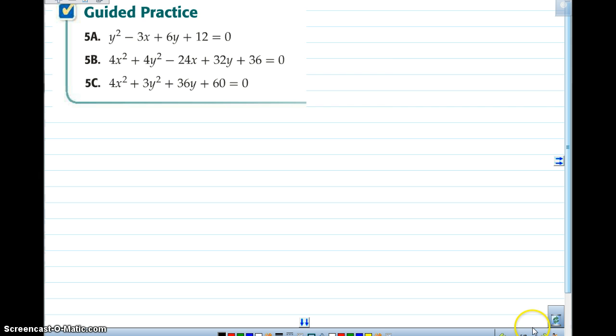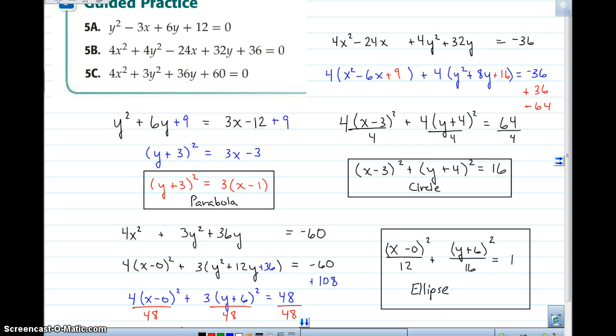Here are 3 more to try completing on your own. Okay, here are each of the examples written out step by step how to get to their general form. First one was again a parabola. You completed the square by adding 9 to both sides, and then make sure you factor the 3 out of the binomial on the right side.